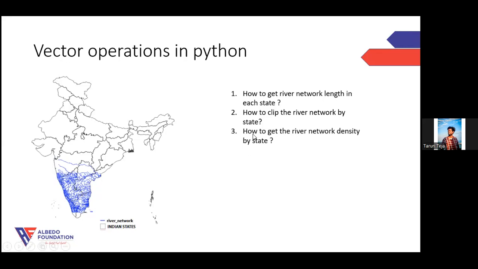Okay. And then if you want to know the river network density by state, density is nothing but the total length of the network divided by the total area of the state. So we can do both GIS operations and statistics at the same time using a programming language.